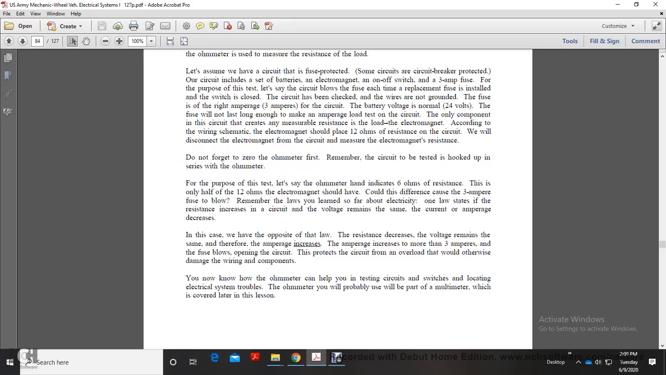Could this difference cause the 3 amp fuse to blow? Remember the law learned so far in electricity, the one that states that as resistance in the circuit increases and voltage remains the same, the current, the amperage, decreases. In this case, we have the opposite: resistance decreases and the voltage remains the same. Therefore, the amperage increases to more than 3 amperes, the fuse blows and opens the circuit, which protects the circuit from overloading and otherwise damaging the wiring components.